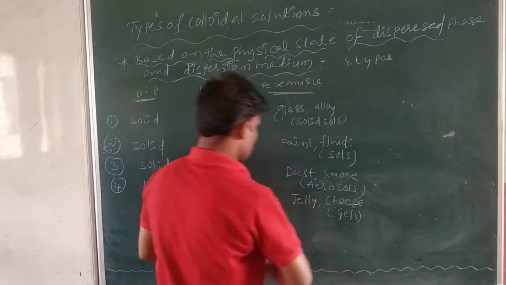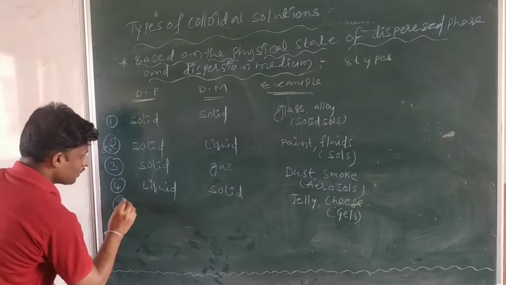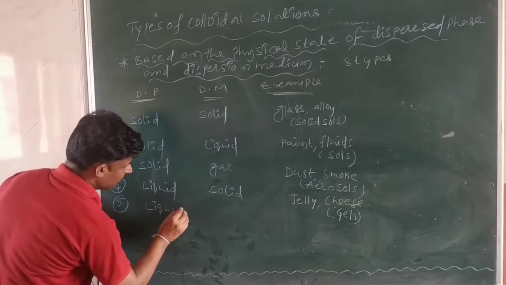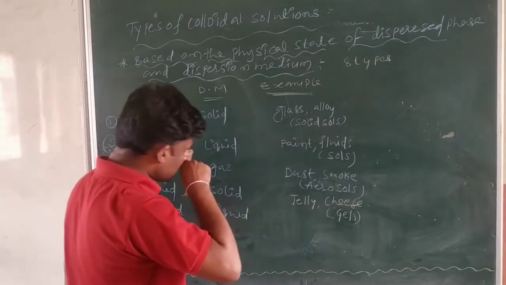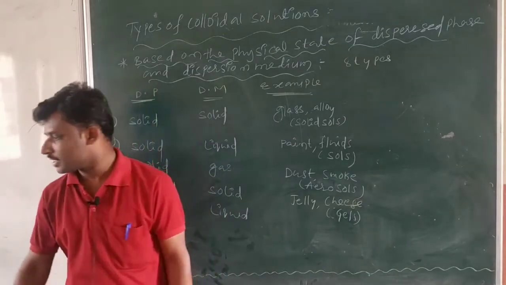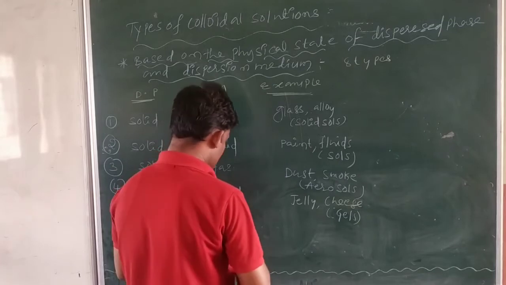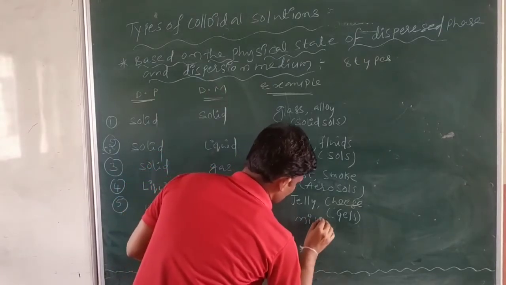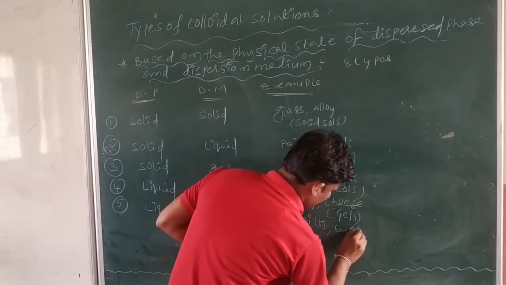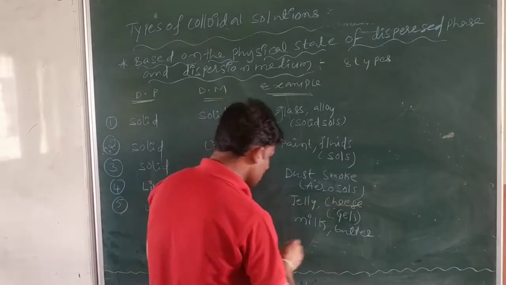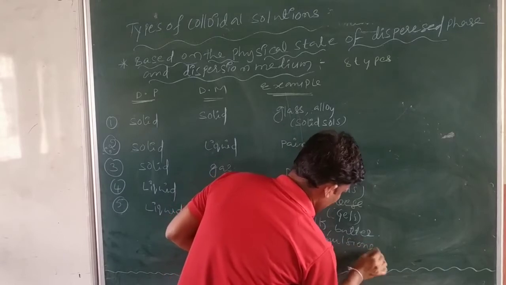Now, the fifth type: liquid and liquid. Both are liquid. Generally these are called emulsions. Examples of emulsion: milk, butter, buttermilk. Milk is one of the emulsions. These are called emulsions. Are you getting my point?